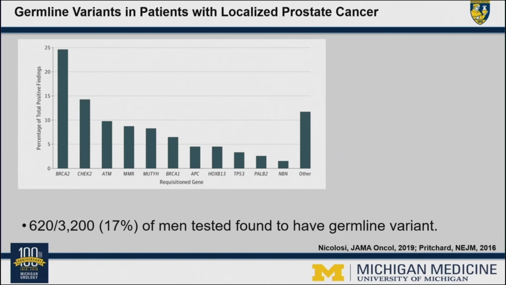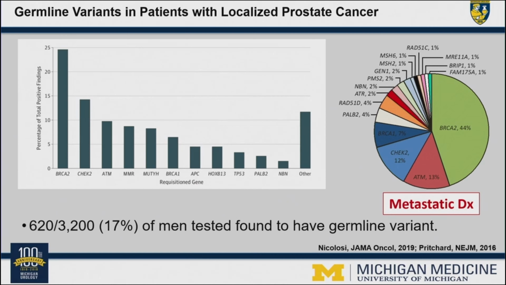patient population. But another interesting finding here is that the prevalence of these alterations is very similar to that in patients with metastatic disease. For example, BRCA2 mutation, 44% in patients with metastatic disease and upward of 25% in patients with localized disease.